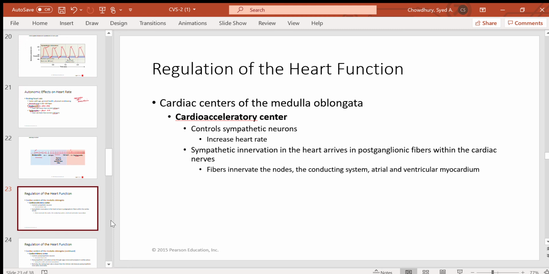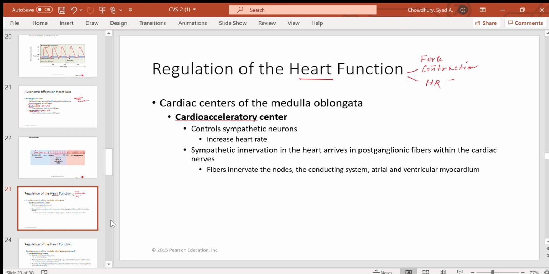Okay, now how is the heart function regulated? When we say heart function, two things must be controlled. One is the force of contraction, and another is heart rate or heartbeat. So force of contraction and heart rate, these two things should be regulated, right?